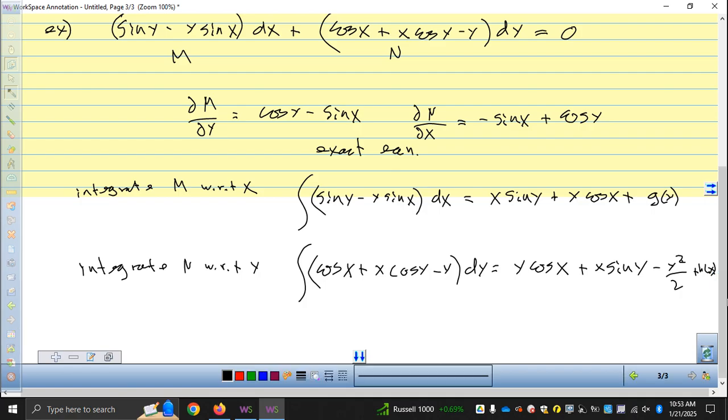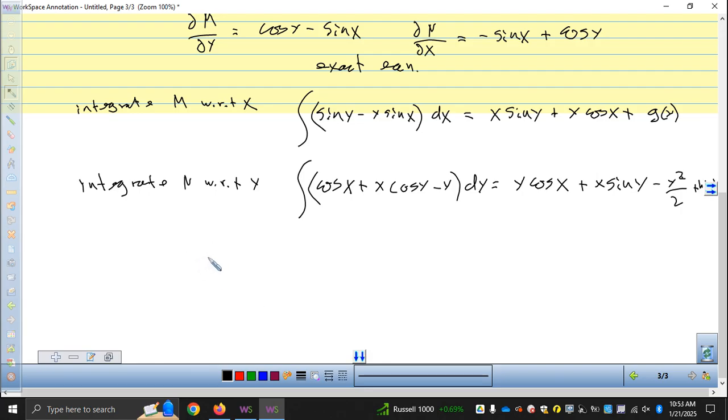And we compare these two. So these are the same. So our g of y is minus y squared over 2. And we say that our solution, f of x, y, equals x sine y plus y cosine x minus y squared over 2 plus a scalar constant, and that equals 0. That is our solution. And we get an exact equation when that function equals 0.